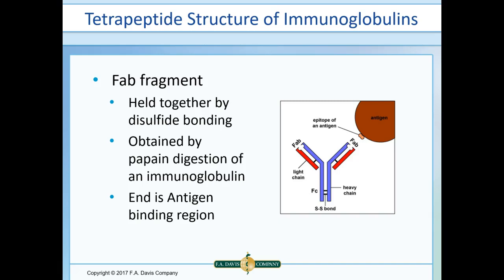The Fab region is held together by disulfide bonding. So this Fab region I call Fab hands or jazz hands. I always think of it looks like somebody standing with their hands up in the air doing jazz hands. That is what grabs on, those hands grab onto the epitope of an antigen. So that is where the antibody binds to the foreign organism or whatever it may be that it's binding to. This is held together by disulfide bonding. It's obtained by papain digestion of an immunoglobulin, and the end is the antigen binding area. So Fab binds to the epitope.